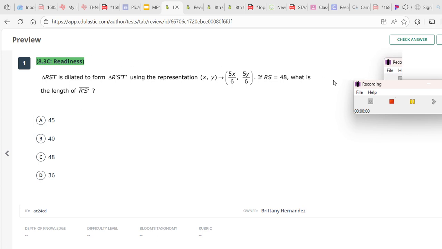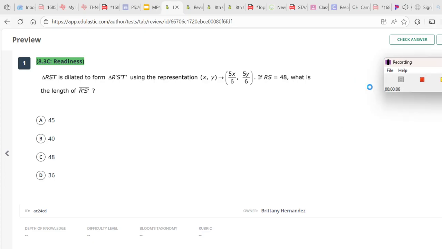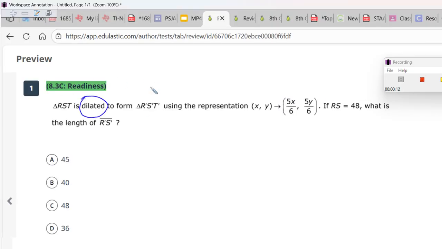Once you see the word dilated, don't forget dilation. Dilated means to multiply. And if you look at this right here, it's going to be like 5/6x and 5/6y. So you're basically multiplying by 5/6.